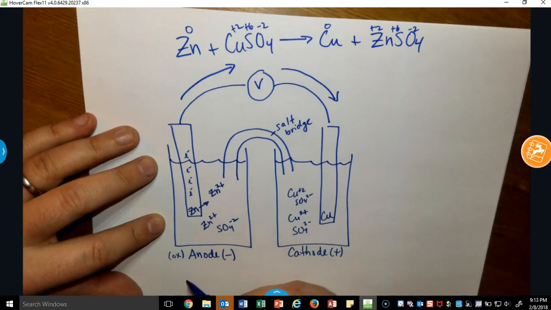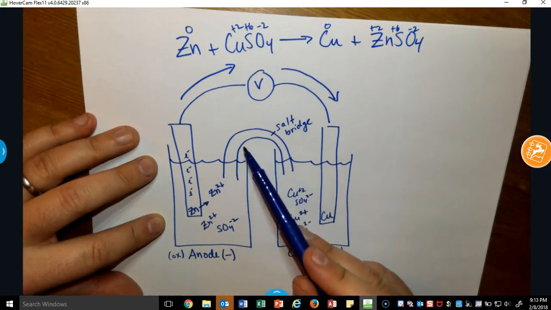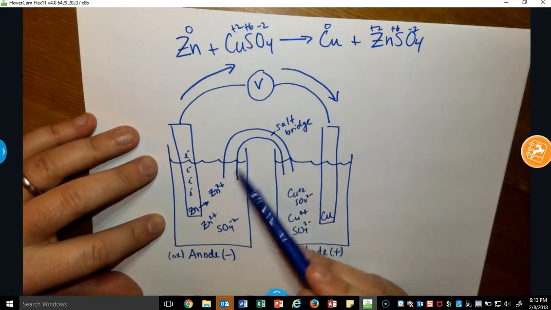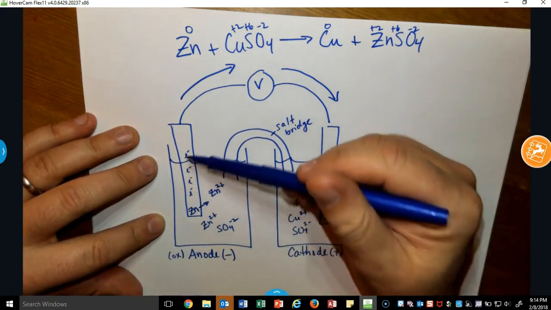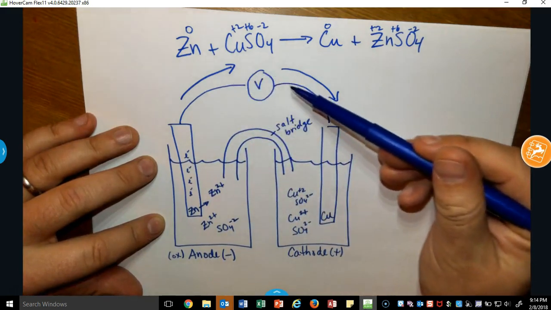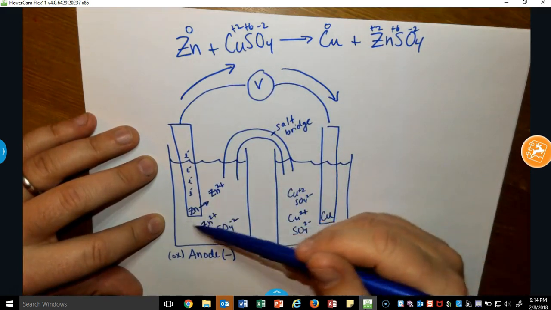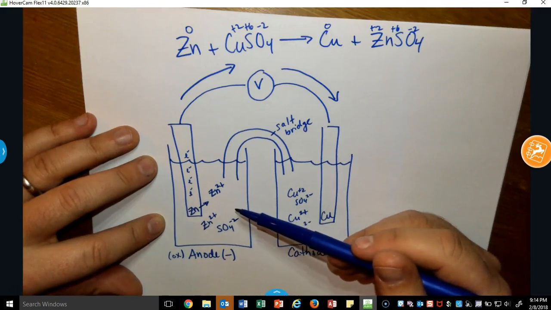Now, the salt bridge, its purpose is to help ions migrate into either of the cells. And the reason ions need to migrate is because the charges of these cells are constantly changing as the process occurs. Okay? So as electrons leave, the anode will become more positive.